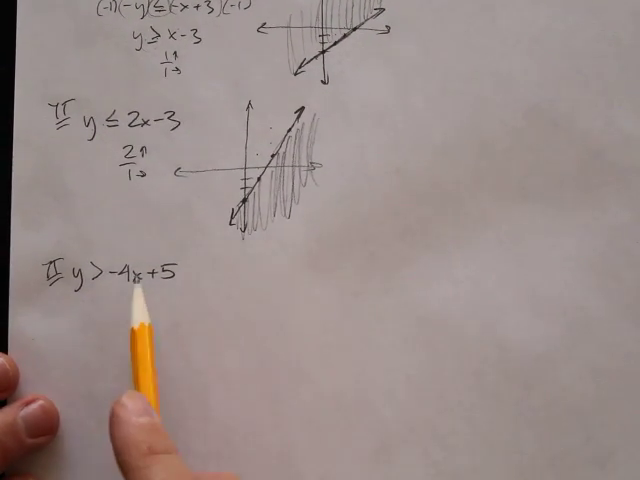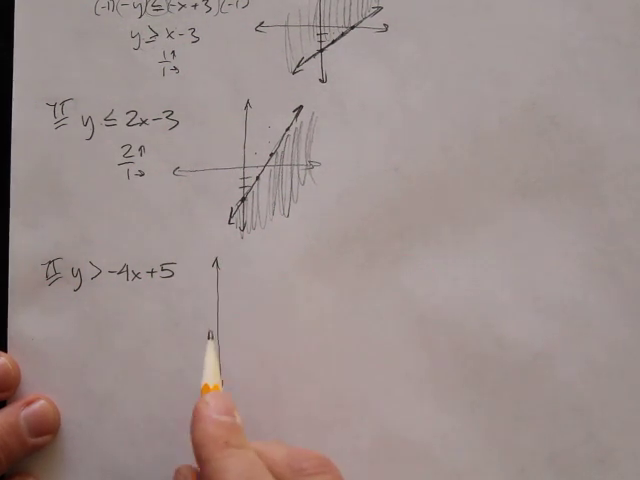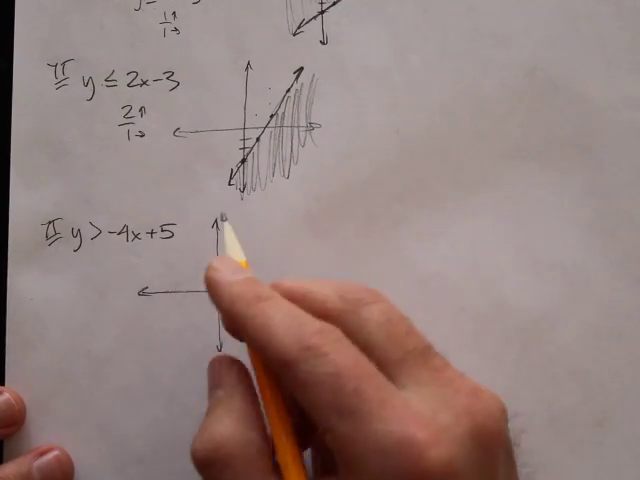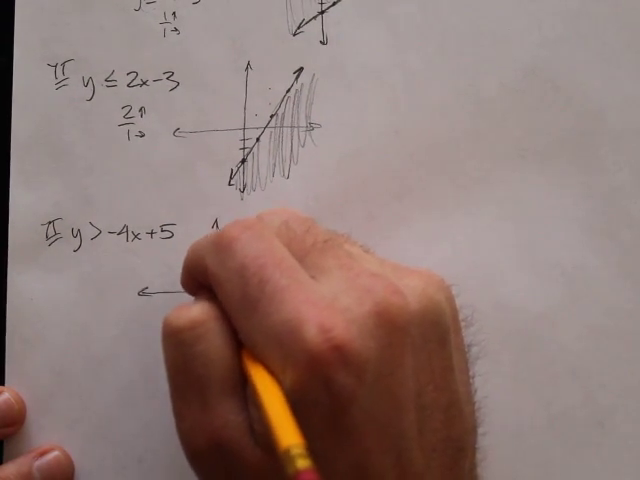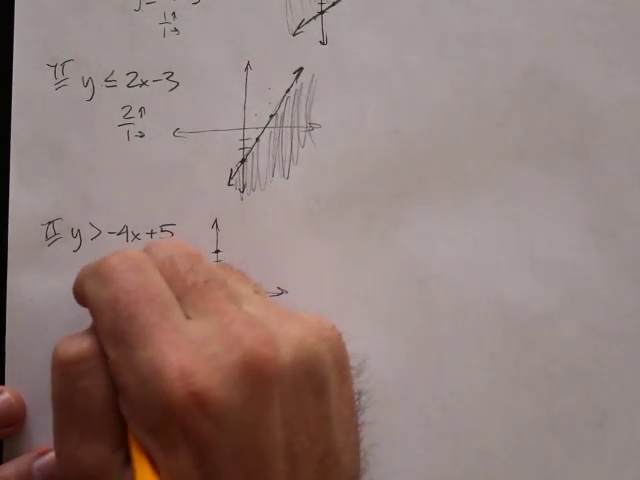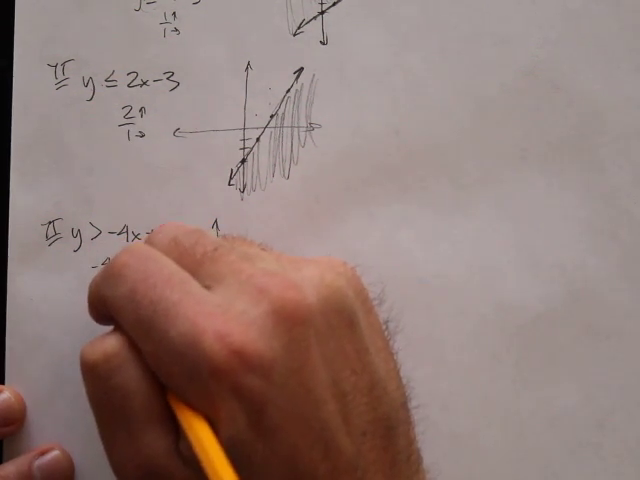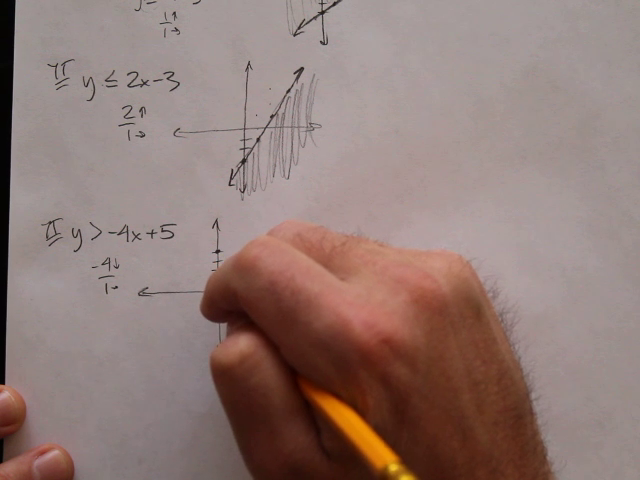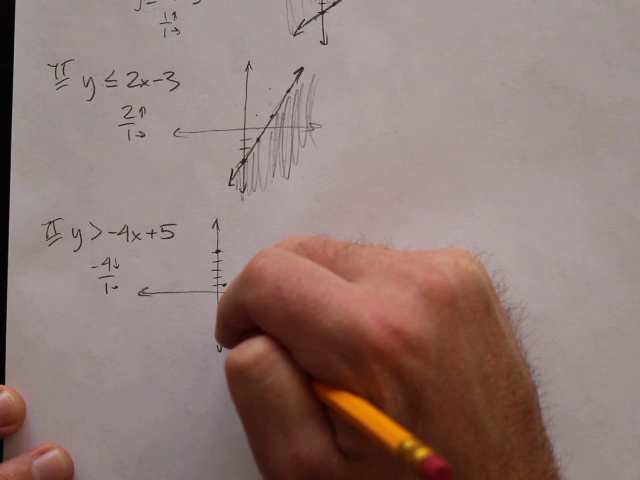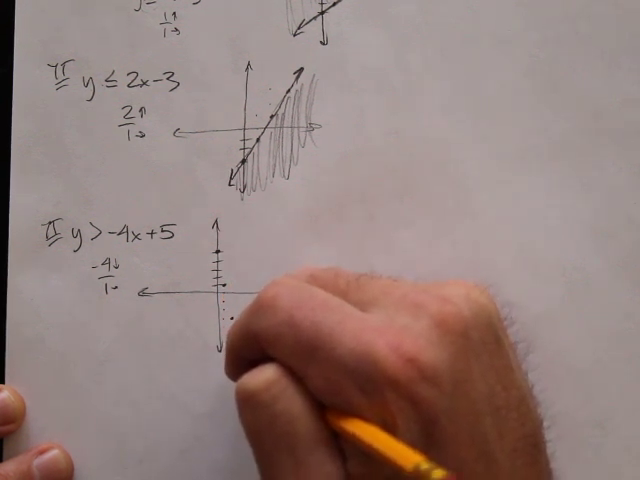And the last one here, oh, this one is already in slope-intercept form as well. So I can just graph it. I've got positive 5, 1, 2, 3, 4, 5. And then my slope is negative 4 over 1. So I go down 4 to the right 1. Down 4, 1, 2, 3, 4 to the right 1. Down 4, 1, 2, 3, 4 to the right 1. Let's do one more, 1, 2, 3, 4 to the right 1.